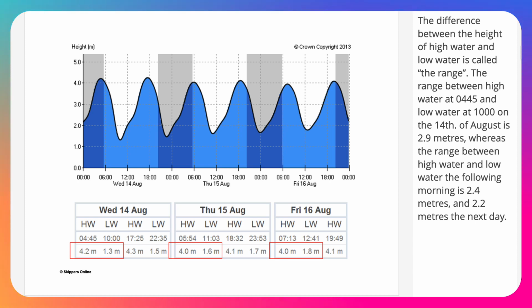The difference between the height of high water and low water is called the range. The range between high water at 0445 and low water at 1000 on the 14th of August is 2.9 meters, whereas the range between high water and low water the following morning is 2.4 meters, and 2.2 meters the next day.